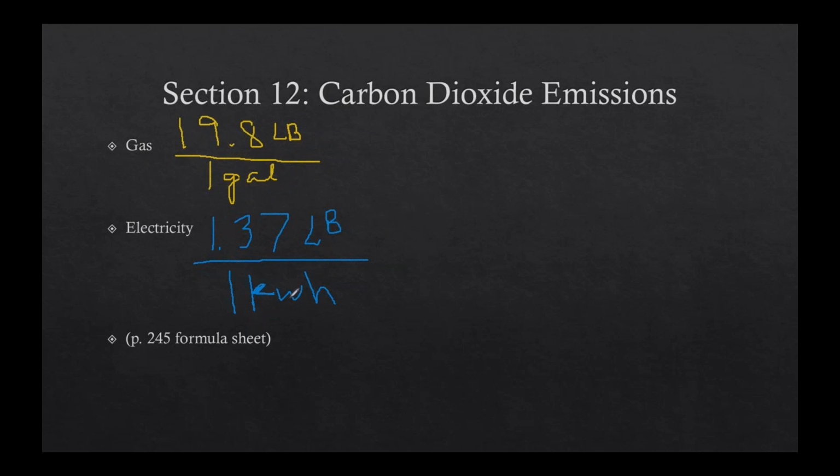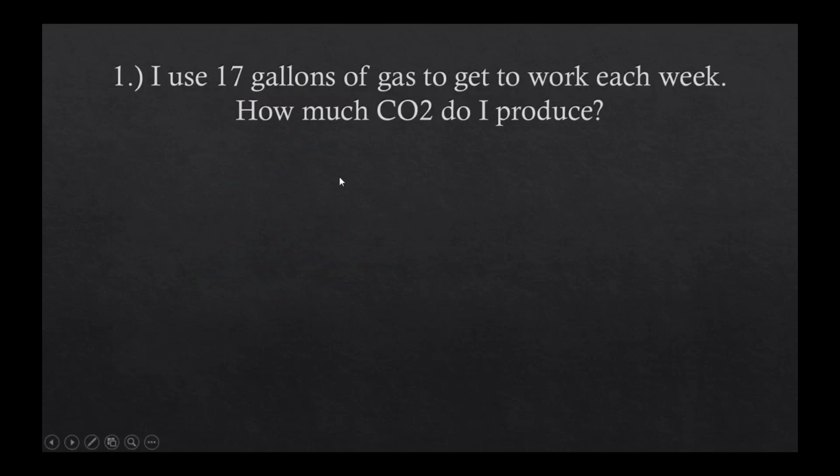Okay, so these are the two big conversions, the new conversions that we are going to use here in section 12. So let's go ahead and get to the math, and we'll see what we can. Okay, so I use 17 gallons of gas to get to work each week. How much CO2 do I produce?